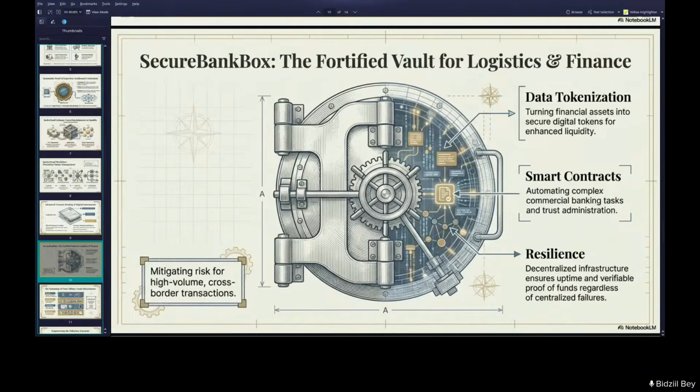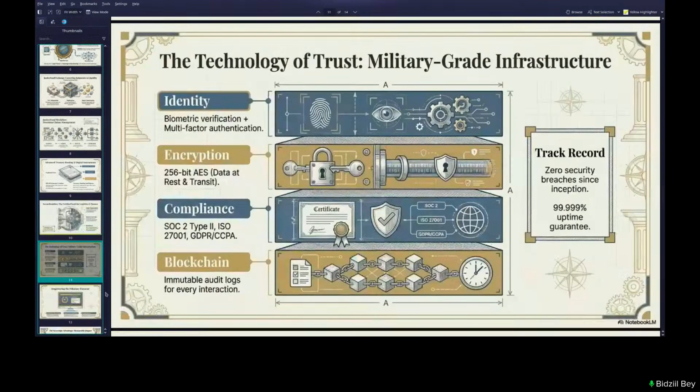So we're talking about expanding the utility into things like complex commercial banking tasks, trust administration, and even facilitating arbitration during legal conflicts. Precisely. Their system's ability to tokenize financial assets offers financial institutions and logistics companies new opportunities for risk mitigation and transparency in high-volume global transactions.